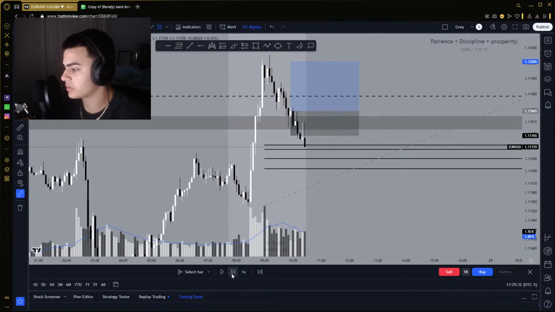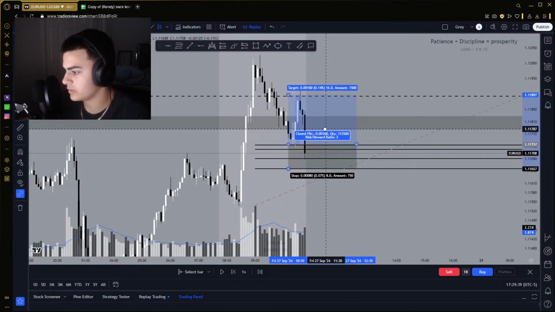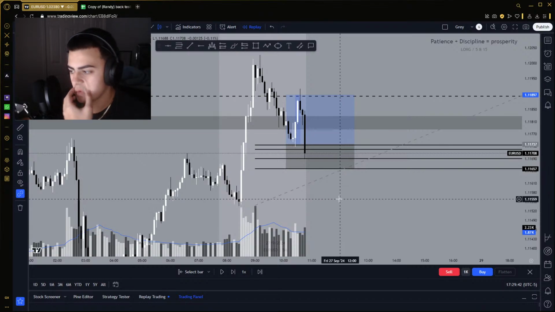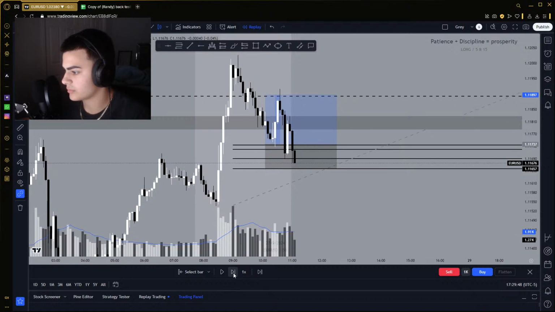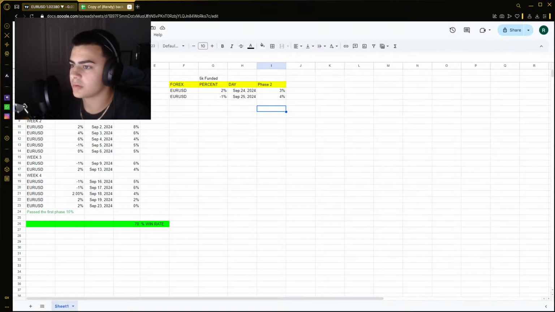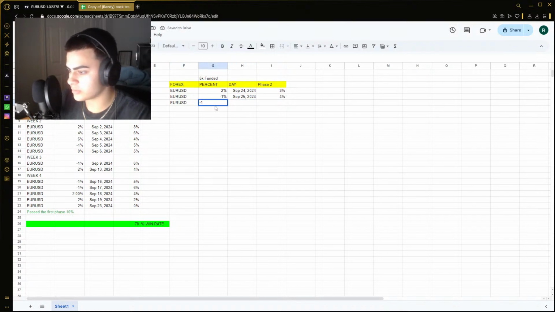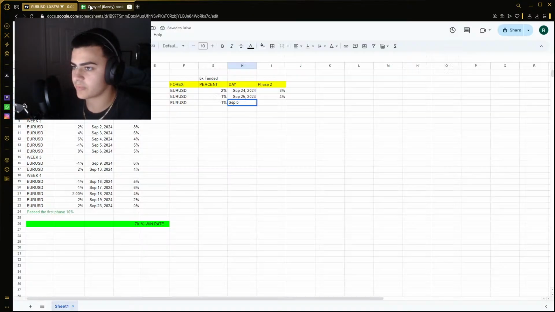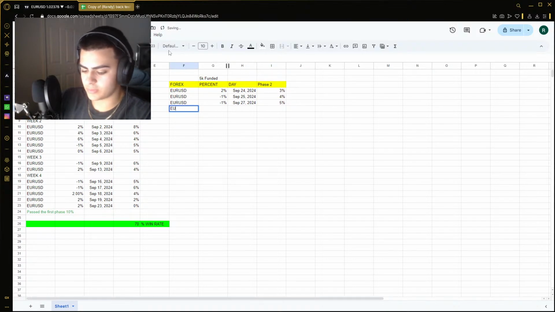So I just got stopped out real quickly right there. This was the buy, if I entered here on the 60% rather than the order block, but that's fine. So I just marked that here. USD, -1%. September, what day was this? 27, 2024. Now I'm back up to 5%, which is right here. Start off for the next day.